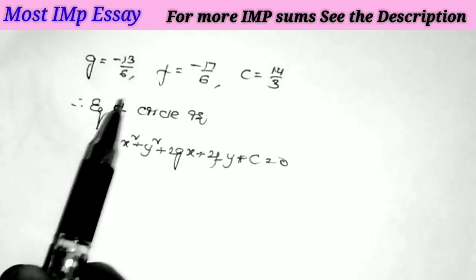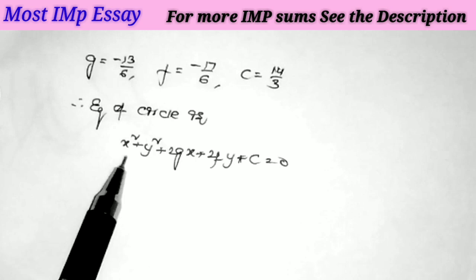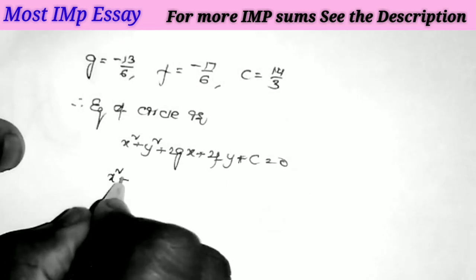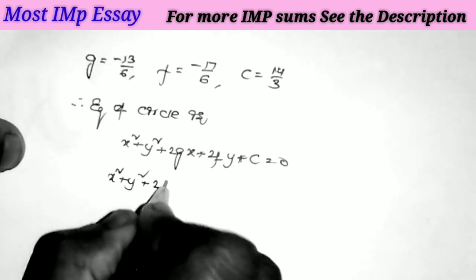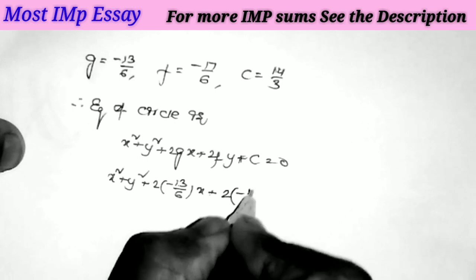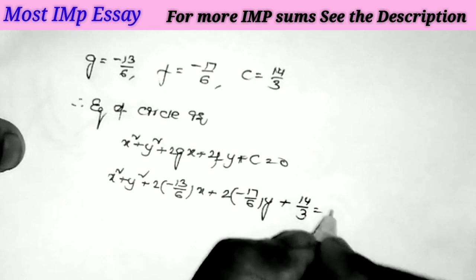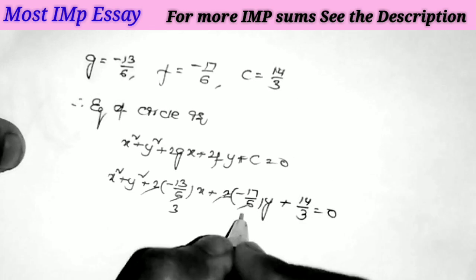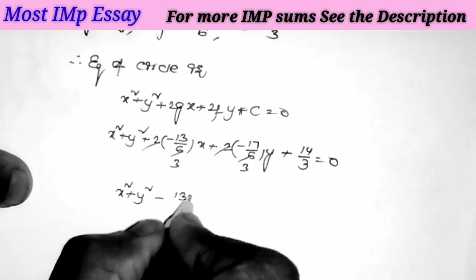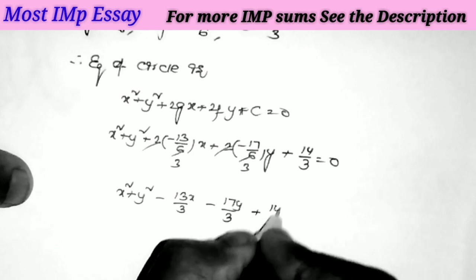Now replacing these three values in the standard form equation, that is x square plus y square plus 2gx plus 2fy plus c is equal to 0. That is x square plus y square plus 2 into g value minus 13 by 6 into x plus 2 into f value minus 17 by 6 into y plus c value 14 by 3 is equal to 0. Now it is cancelled by 3 times here. So the circle equation is x square plus y square minus 13x by 3 minus 17y by 3 plus 14 by 3 is equal to 0.